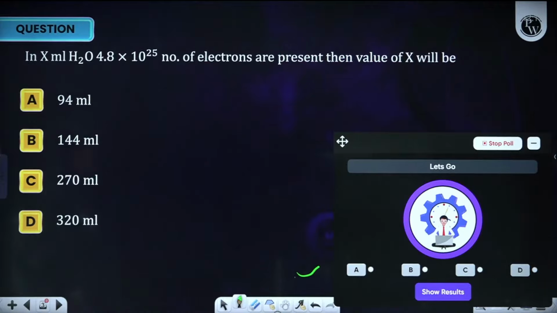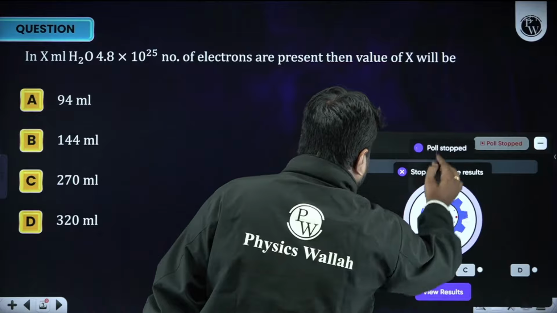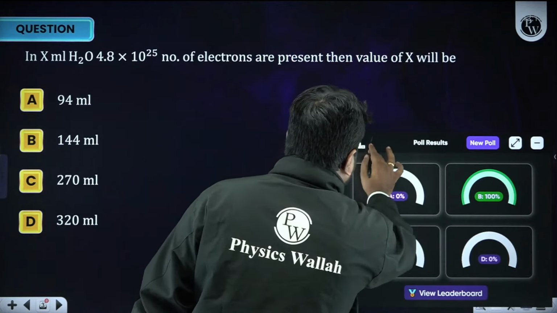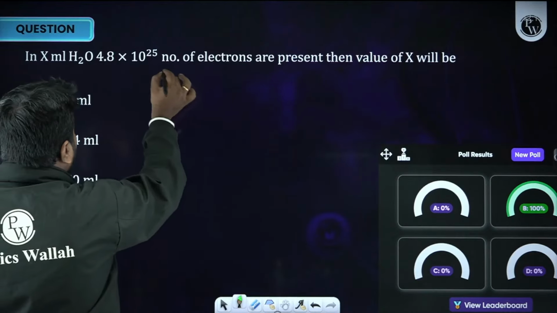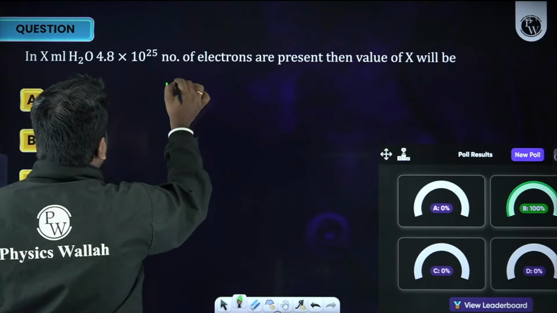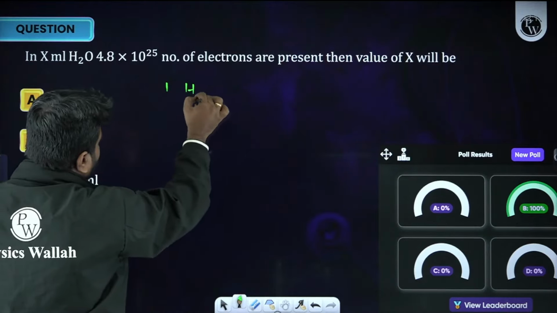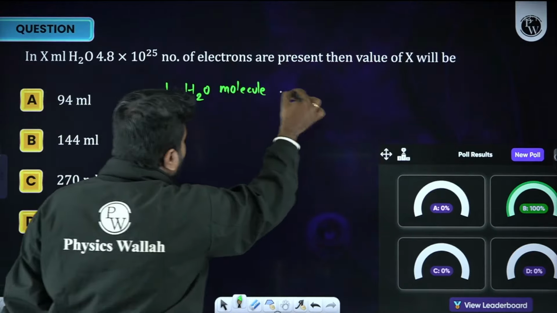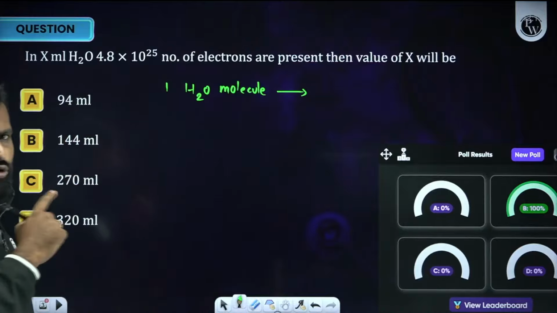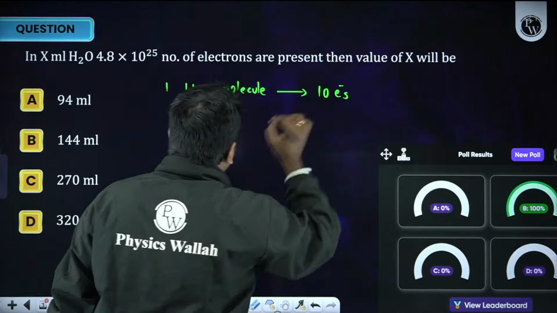Option B, everyone is getting? Yes, so once again, option B is the right answer. No doubt in that. How can we solve this? We know very well, if I take one molecule of water, one H2O molecule, how many electrons does it contain? Hydrogen atomic number is 1, there are 2 hydrogens, and oxygen atomic number is 8. So a total of 10 electrons will be there.